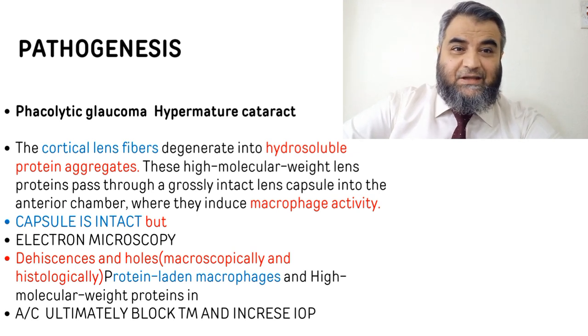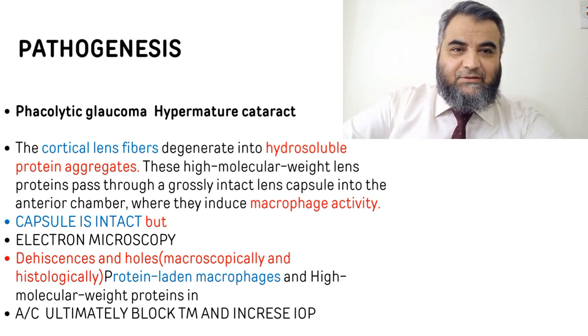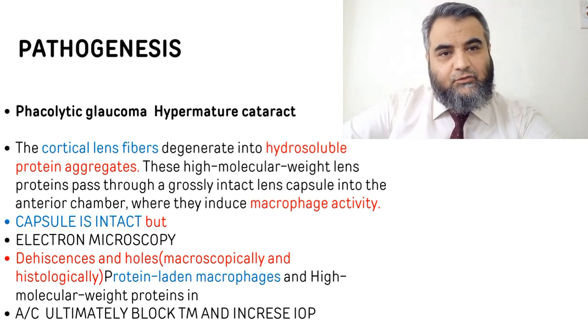So these protein-laden macrophages plus high molecular weight proteins in the anterior chamber ultimately layer over there and cause pseudohypopyon. They also go into the trabecular meshwork and cause clogging and blocking of the trabecular meshwork, ultimately leading to increased intraocular pressure.